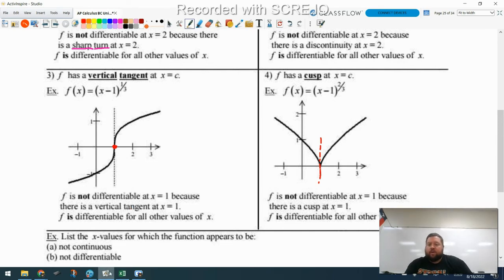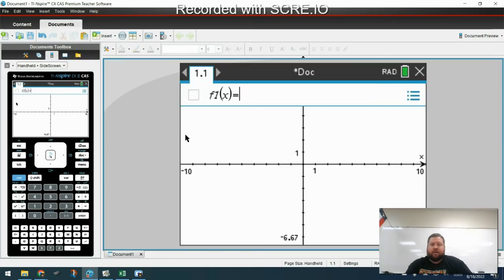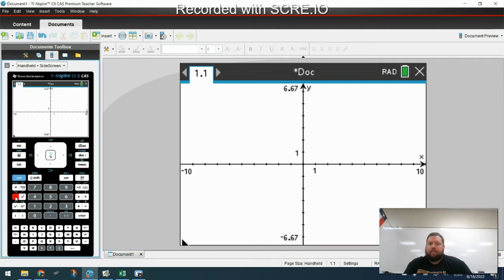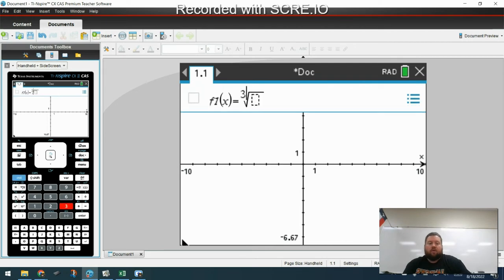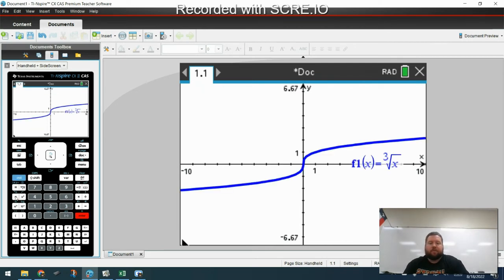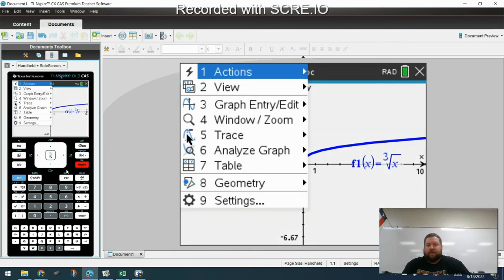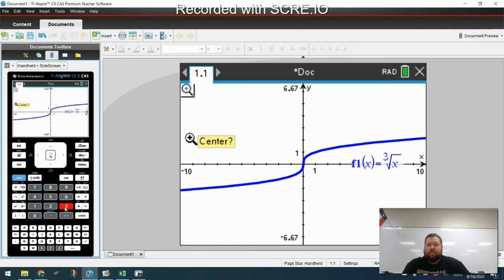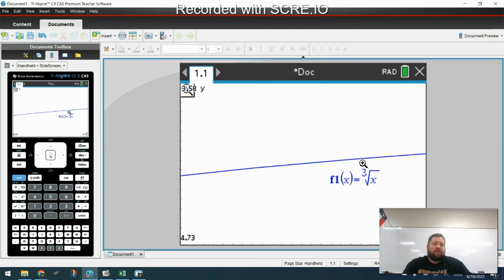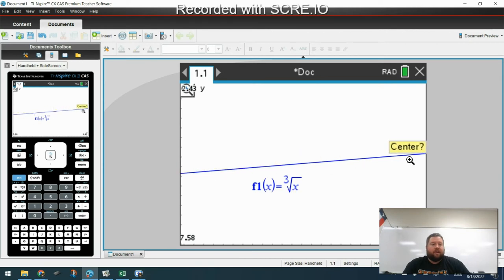So I wanted to show you all this in the calculator. I'm going to graph cube root of x. We'll do something simple. What they said is if you zoom in enough, if you zoom in enough on a point, eventually that'll look like a line. So I'm just going to zoom in here, and we get there pretty quick. See how that looks like a line?